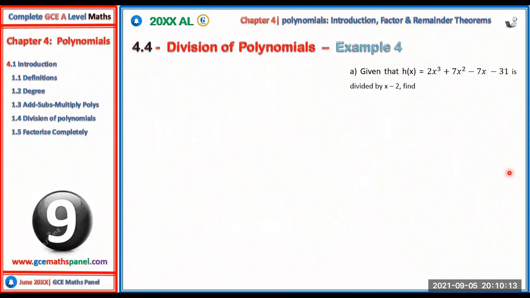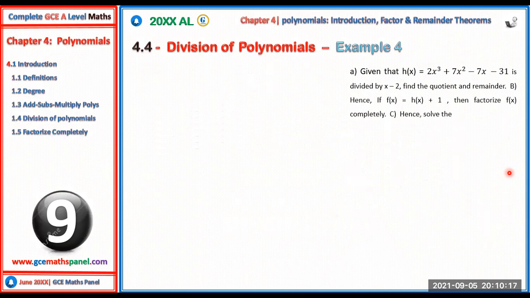Example 4. Given that h of x equals 2x cubed plus 7x squared minus 7x minus 31, (a) divide by x minus 2, find the quotient and remainder. (b) Hence, if f of x equals h of x plus 1, then factorize f of x completely. (c) Hence, solve the equation f of x equals 0.